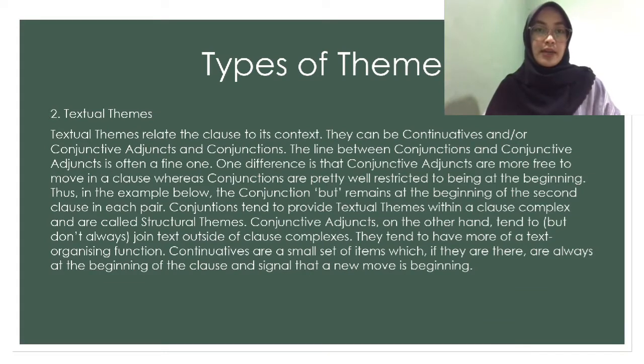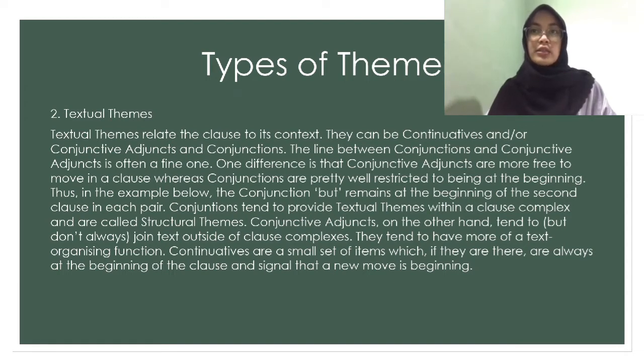Hello, my name is Nidaan Fitria Ramadhani, and today I'd like to explain about types of theme. The second type of theme is textual themes. Textual themes relate the clause to its context. They can be continuatives, conjunctive adjuncts, and conjunctions. The line between conjunctions and conjunctive adjuncts is often a fine one.